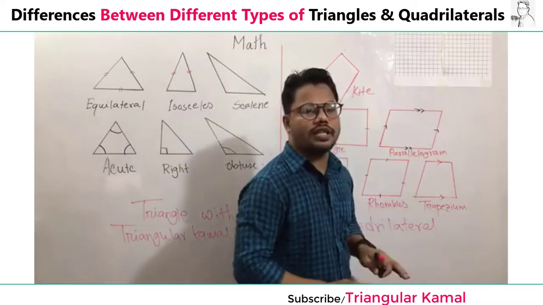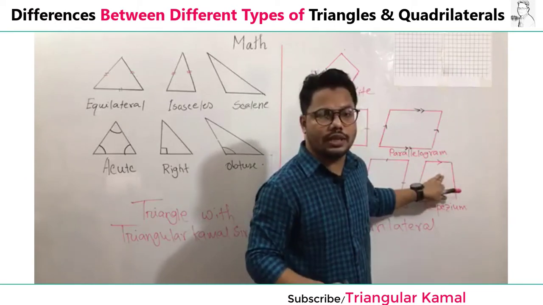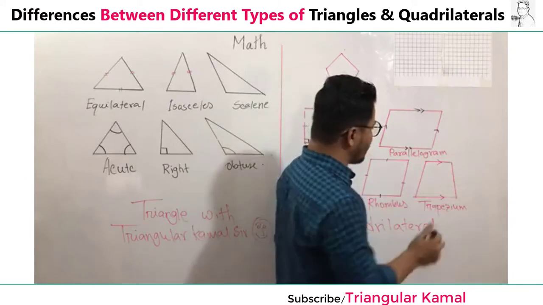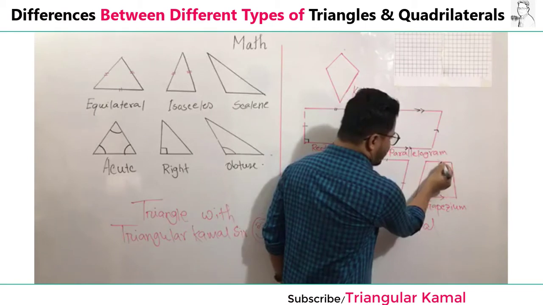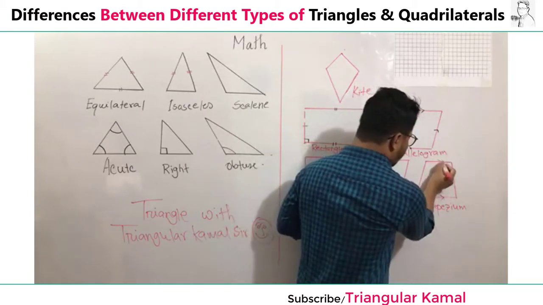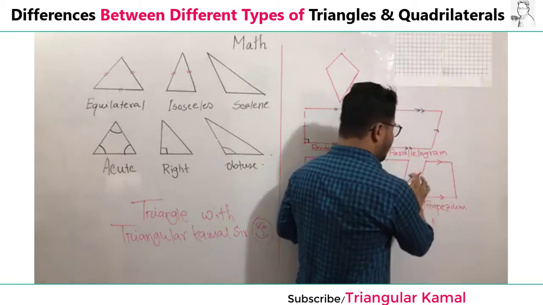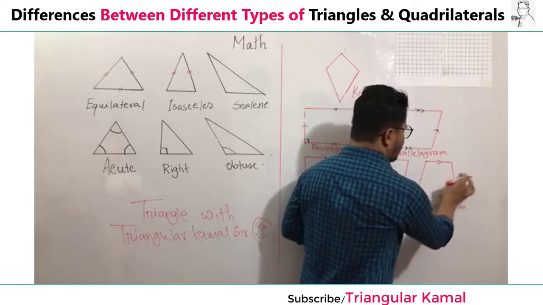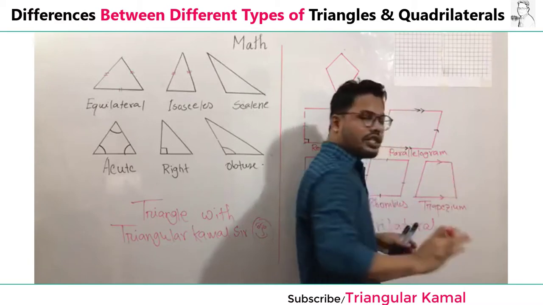This is the trapezium. This is the regular trapezium. Here, the two lines are parallel. Two opposite sides are parallel, but the other two are not parallel to each other. They are parallel, but not equal.